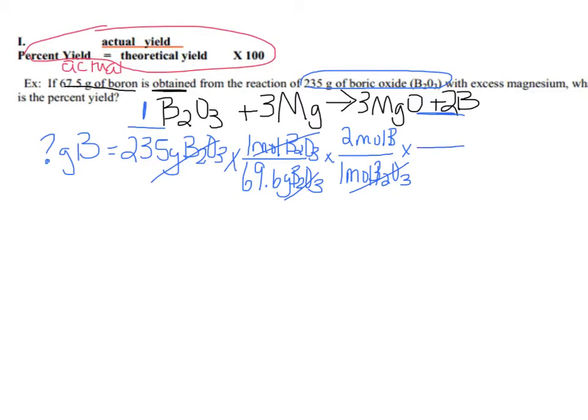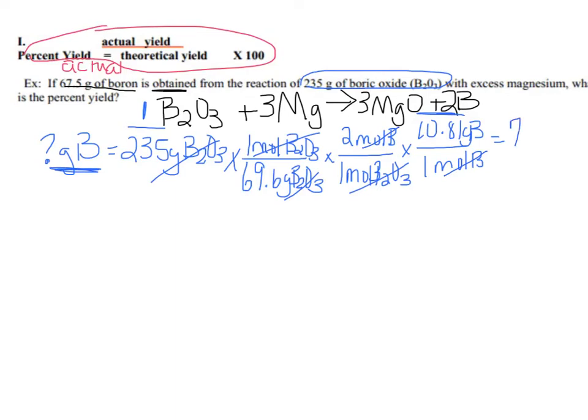So I can go ahead and convert from moles back to grams. To do that, I'm going to have to multiply by the molar mass of boron. That's 10.1 grams of boron for every 1 mole of boron. So now my mole units cancel out, and I'm left with grams of boron. That's what I was solving for in the beginning, so now we're ready to do our multiplication and division.